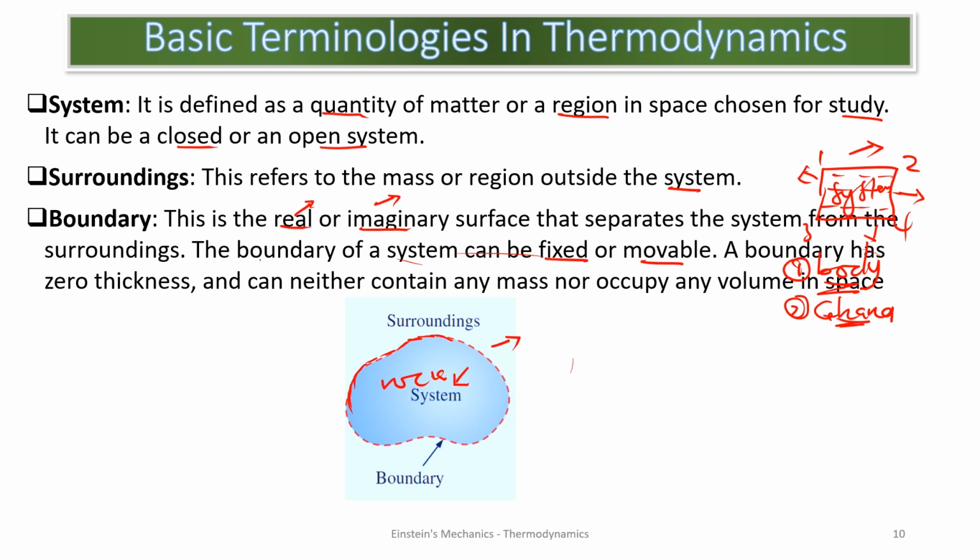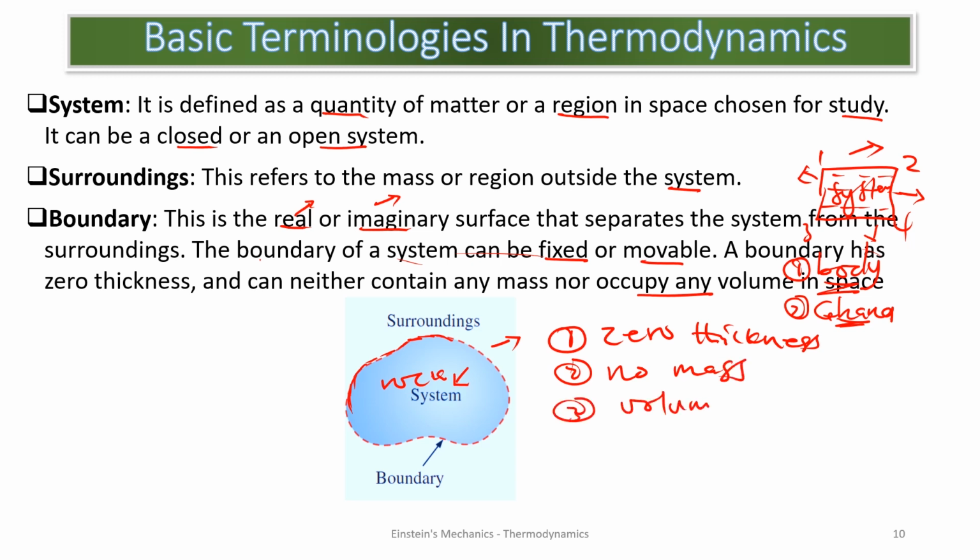And a boundary has zero thickness and can neither contain any mass nor what? Occupy volume. During our analysis, we will assume that any boundary we have, no matter the size, will have what? Zero thickness. And zero thickness means that no mass and no what? No volume. Let's put it in mind. We will not count our boundary as part of what? The masses, unless it is being asked, or we are asked to include it. And it's very simple.